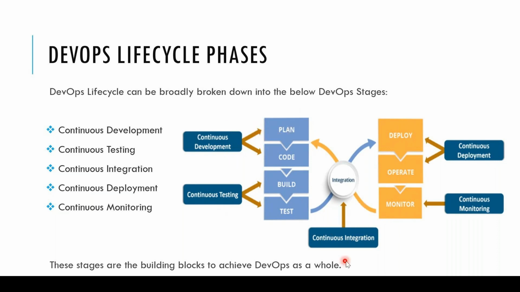But continuous integration is an integration tool to integrate all phases of DevOps tools. So we have testing tools, build tools, deployment tools, configuration management tools and monitoring tools. The entire toolchain can be integrated with integration tools like Jenkins.